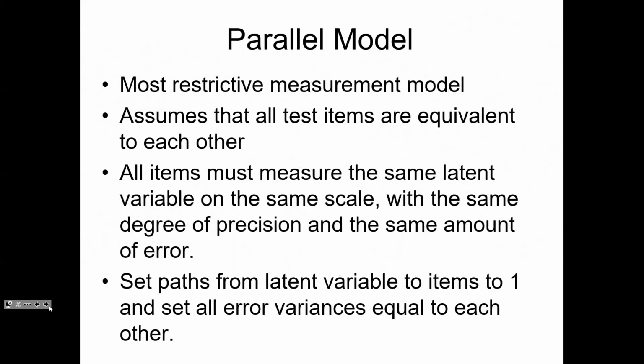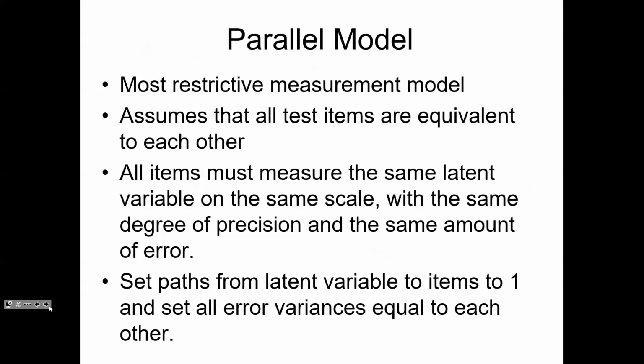Okay, last but not least, the parallel model is our most restrictive measurement model. And this really is assuming that the test items are equivalent to each other. Because think about what we're saying. We're saying that the item is equally predicted by the factor. So in measurement terms, it has equal discrimination. It's an equally discriminating item. All the items are equally discriminating. And I'm saying that the errors are the same. So I'm really saying that these things are measured with the same degree of precision and the same amount of error.